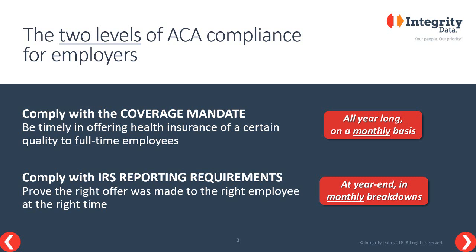Employer responsibility under the Affordable Care Act goes beyond finding a suitable group health plan. There are in fact two levels of ACA compliance for employers. First level is offering the right coverage to the right employees at the right time. The second level is documenting for these employees and the IRS that you did offer what you were supposed to offer, and you did so when you were supposed to do so. The first level is called the coverage mandate. You may hear this requirement referred to in terms of the IRS form that the ACA created, the 1095-C.